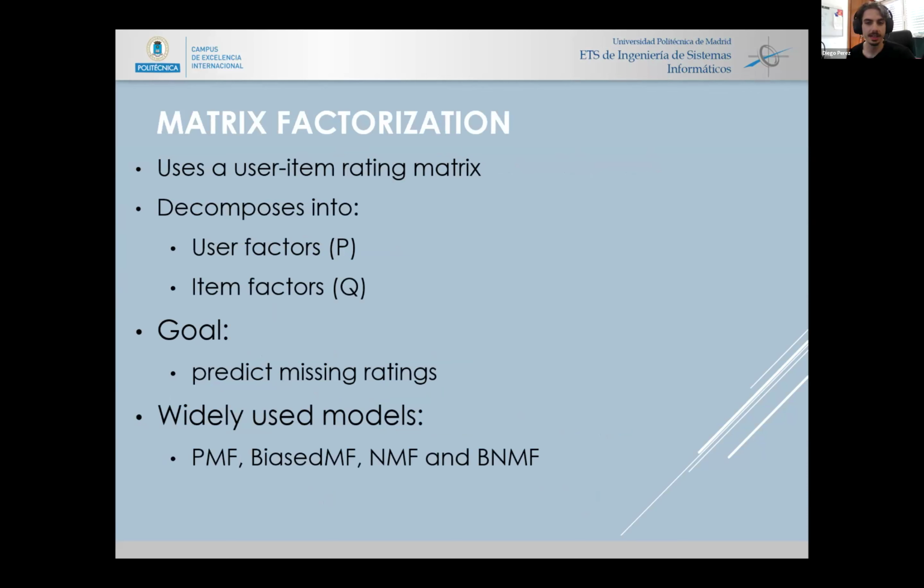The main idea is to represent the data as a user-item matrix, where each value corresponds to a rating given by a user to an item. However, in real scenarios, this matrix is usually very sparse because users do not rate all items. To solve this problem, matrix factorization decomposes this matrix into two smaller matrices, one representing users and another representing items. These matrices contain latent factors, which capture hidden characteristics of users and items. By combining these latent factors, the model can predict the missing ratings. Some popular models based on this approach include PMF, biased MF, NMF, and BNMF.